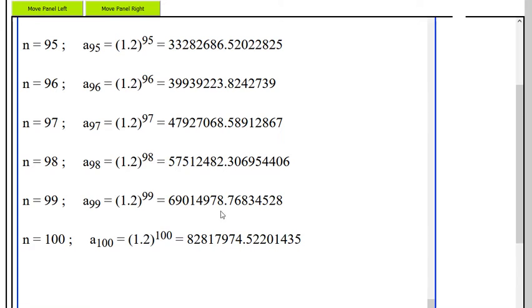And so that's how we know that as n gets larger and larger and larger, the values of the sequence here will also get larger and larger and larger. And therefore the limit of the sequence 1.2 to the n approaches infinity as n approaches infinity.